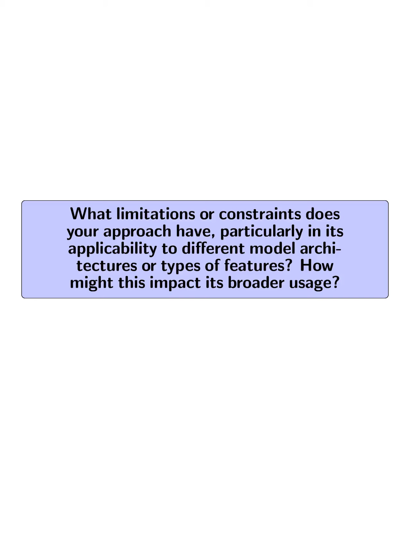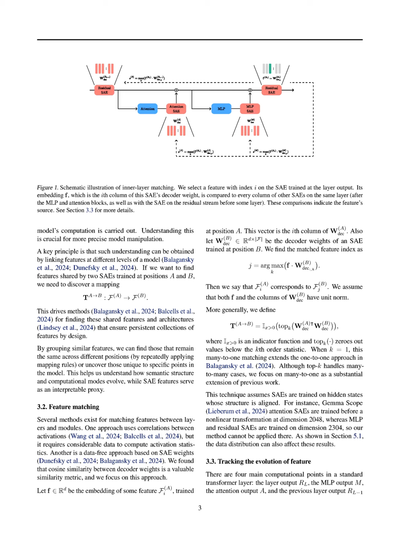What limitations or constraints does your approach have, particularly in its applicability to different model architectures or types of features? How might this impact its broader usage? Our approach has specific limitations regarding its applicability to different model architectures and types of features. For instance, the method relies on the alignment of hidden state structures across layers, which may not hold true for all models, as seen with the Gemma Scope Attention SAEs trained before a nonlinear transformation at dimension 2048, while MLP and residual SAEs are trained on dimension 2304.